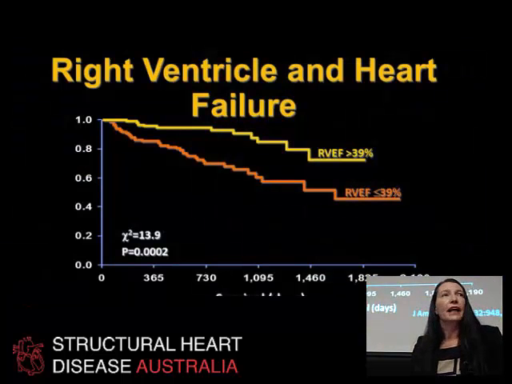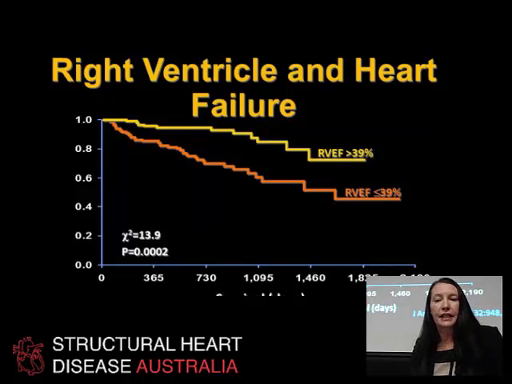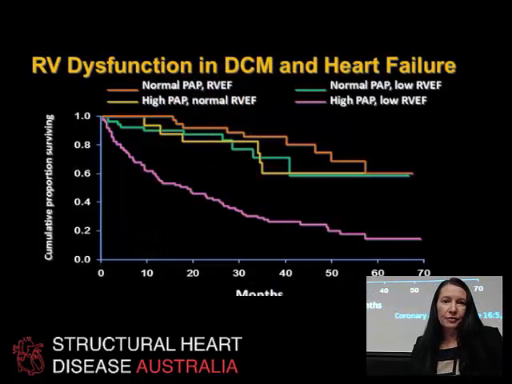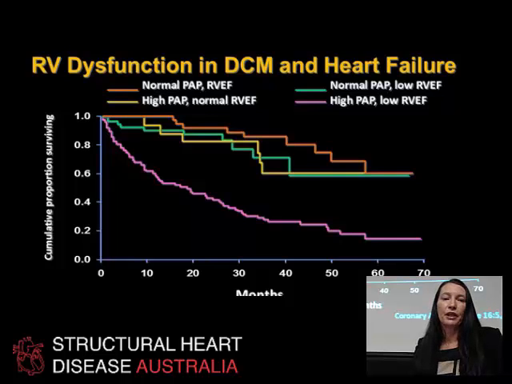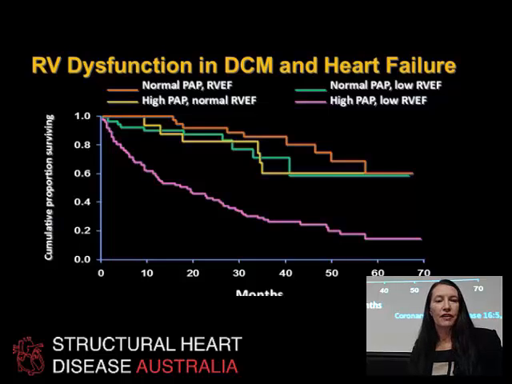The right ventricle is implicated in patients with heart failure, and as you can see here on the orange line, the patients with a reduced right ventricular ejection fraction actually do much more poorly if they have left ventricular failure. So it affects survival in these patients. What about dilated cardiomyopathy and heart failure? You can see that on the pink line, the high pulmonary artery pressures and low right ventricular ejection fraction have the worst prognosis of all in patients with dilated cardiomyopathy. And even if you look at the green and the yellow line, having a low right ventricular ejection fraction has the same mortality effect as having just a high right-sided pulmonary pressure.